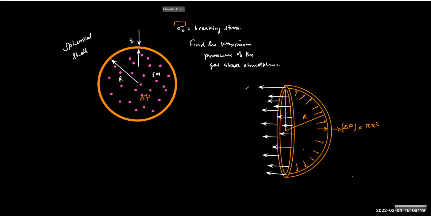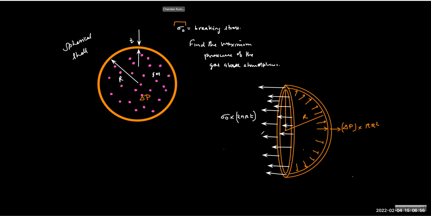Okay, you can name the force. And this force is a distributed force. So how much is this force? The total force is defined as stress into area. What is the area on which this force acts? It is the area of a thin ring, 2 pi R into t.